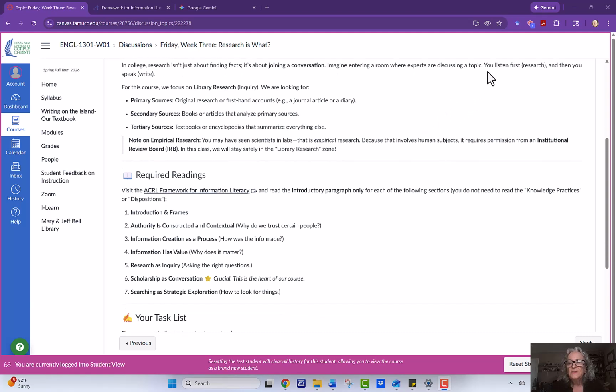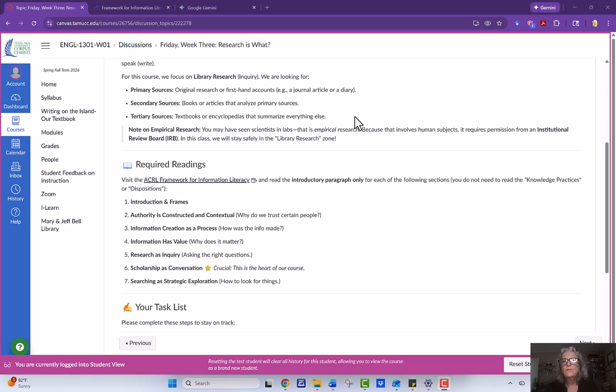And it says first you listen, it's research, and then you speak. Same thing that we're doing in the course. We're reading and listening and then writing. And in this course, we're going to focus on library research, not empirical research. Empirical research is what you think a scientist does. They go into a laboratory and mix beakers and things like that, or they do surveys and they talk to people. That's not what we're going to do in this course because that's a long, drawn-out process to get permission to do that. We're going to do library research on whatever topic you choose.